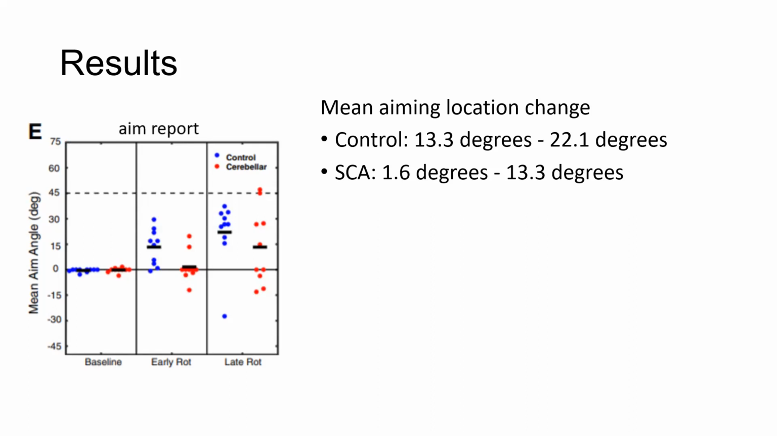This is demonstrated by graph E, where we see that over the course of the rotation phase, control participant mean aim angle changed from 13.3 to 22.1 degrees, significantly larger than the change for the SEA group, which started at 1.6 degrees and only rose to 13.3 degrees in an attempt to counter the full 45-degree rotation.